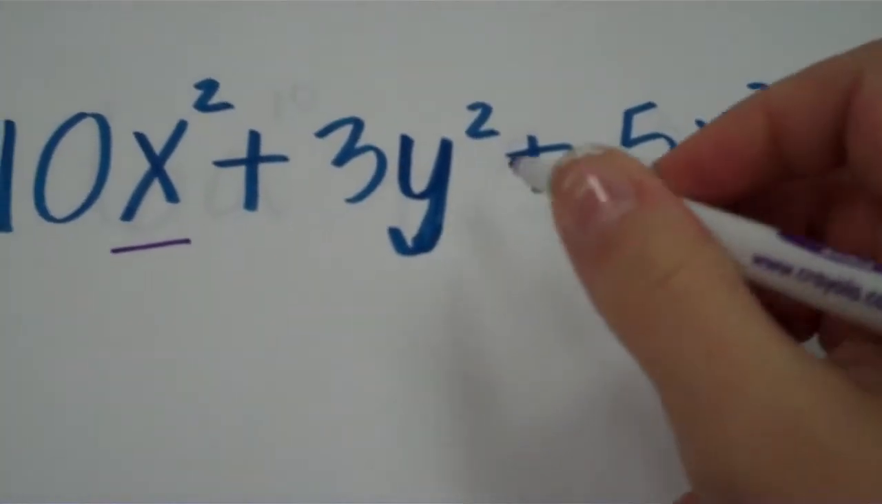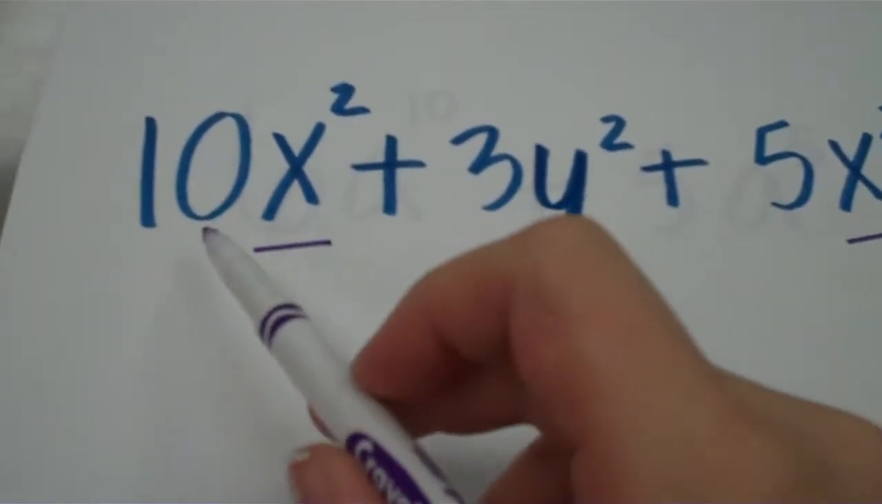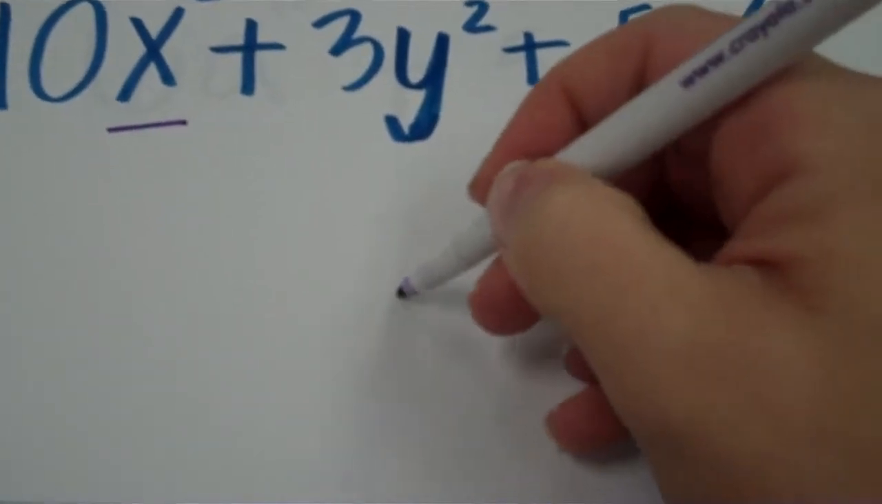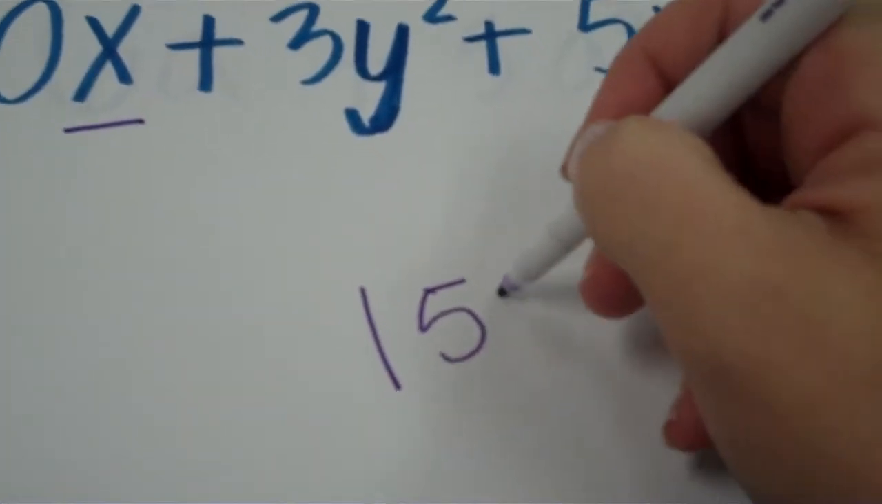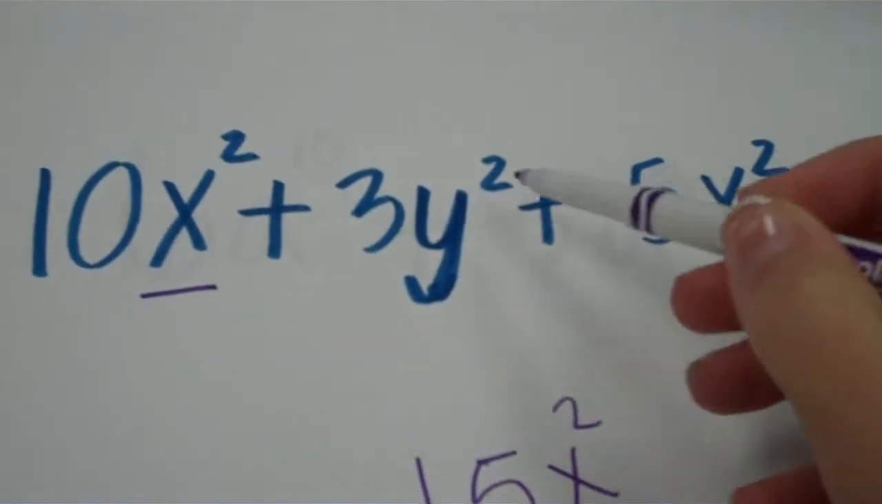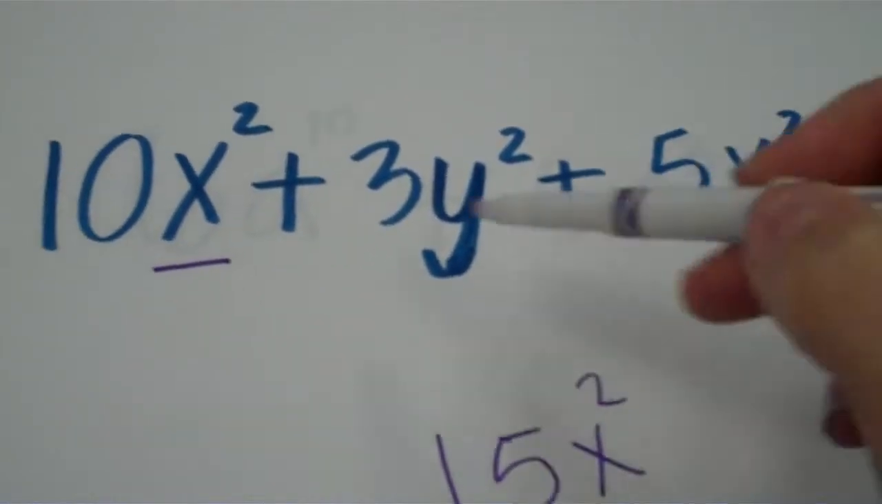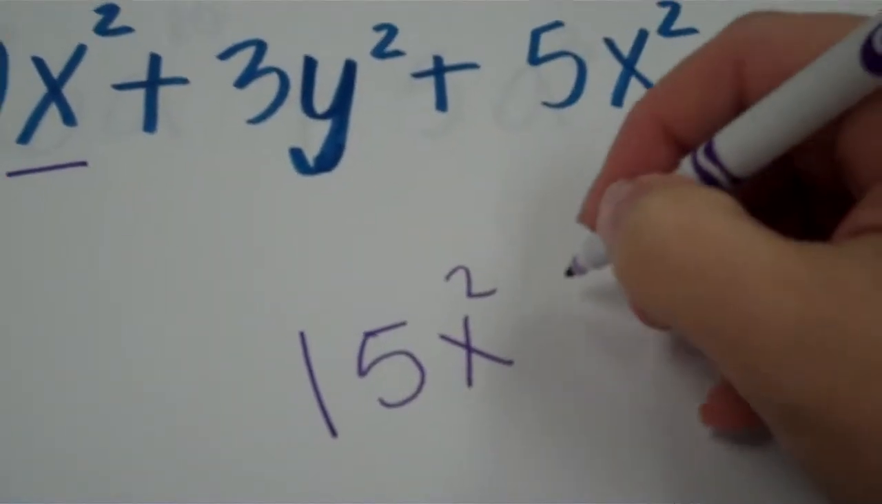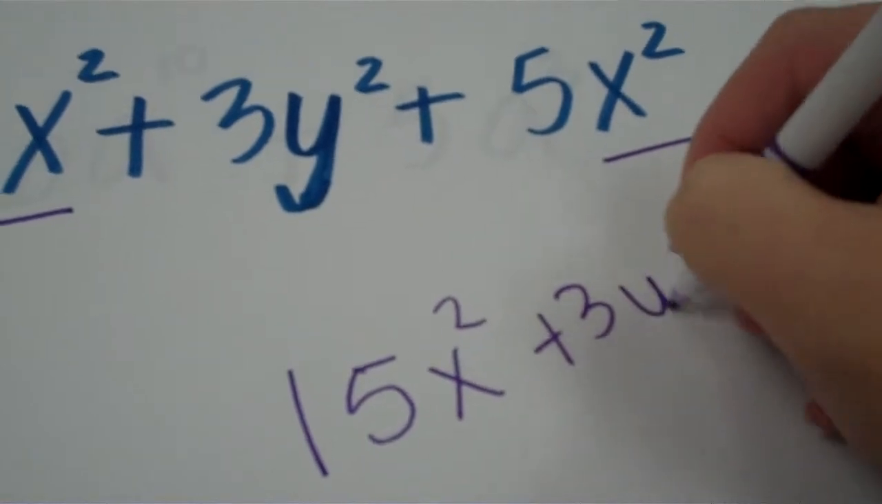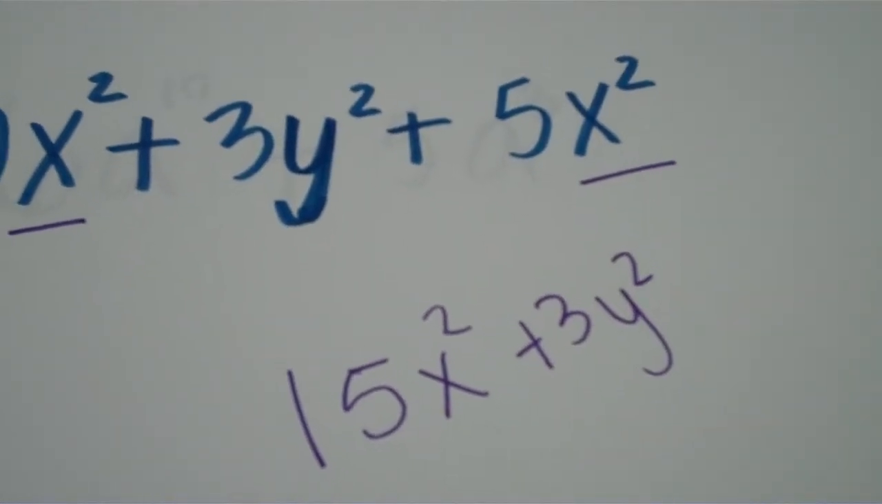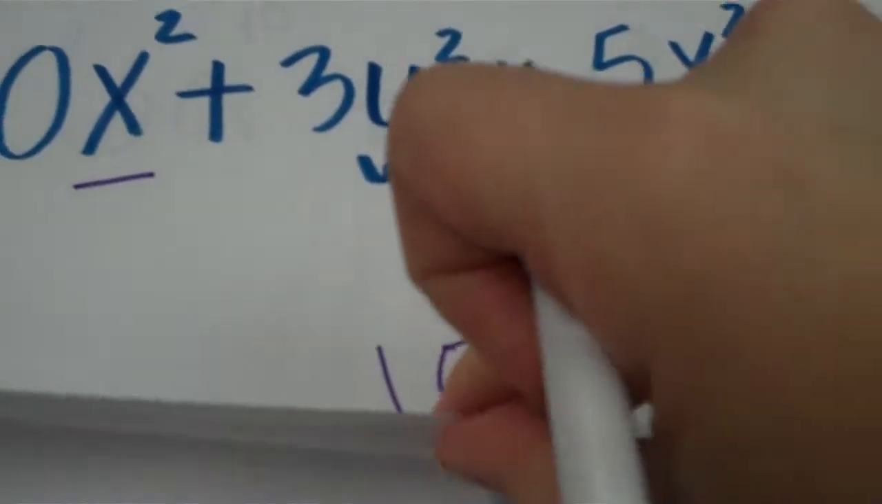But this is not x squared, so I can't combine them. So 10 plus 5 is 15 x squared. And then I have this 3y squared. There's nothing to combine it with, so I just write it on the back. Plus 3y squared. Okay? That's the answer.